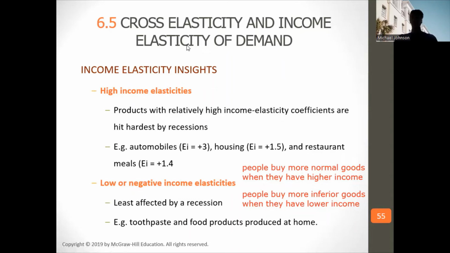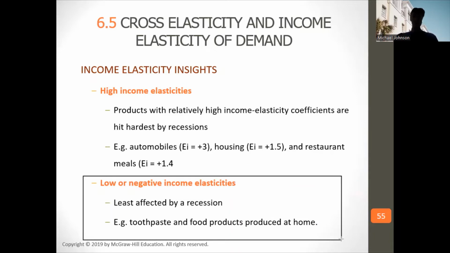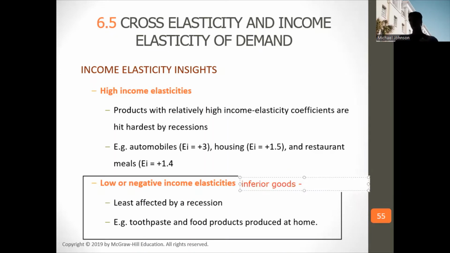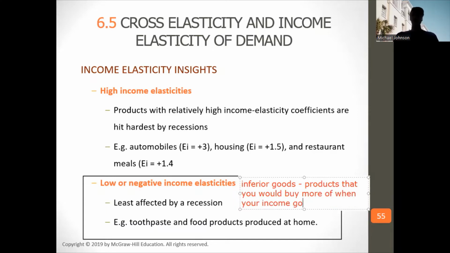And then lower, negative income elasticities are least affected by recession. So toothpaste and food products purchased at home. These industries right here. These are inferior goods. Can you name any inferior goods you can think of? Products that you would buy more of when your income goes down. Can you think of any products like that?